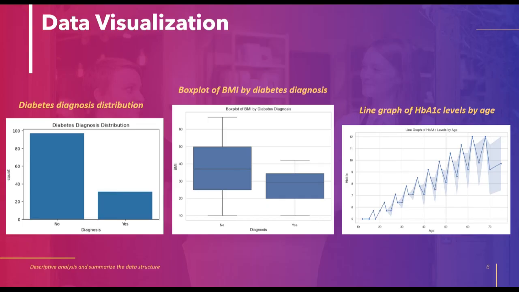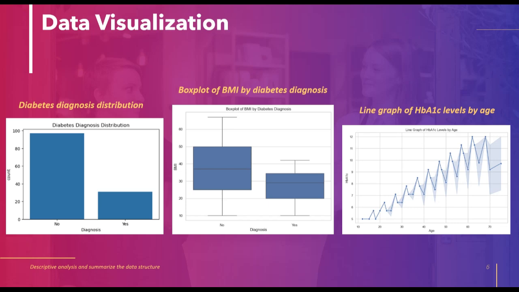In the next slide, you can see three graphs: one is a bar chart, next to that is a box plot, and the other one is a line graph. The first one shows the yes or no answer whether the patient is diagnosed with diabetes or not. As you can clearly see in the graph, most of the people have not been diagnosed as diabetic patients.